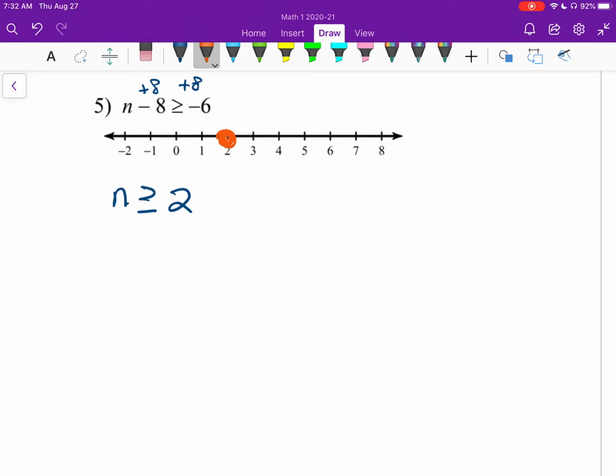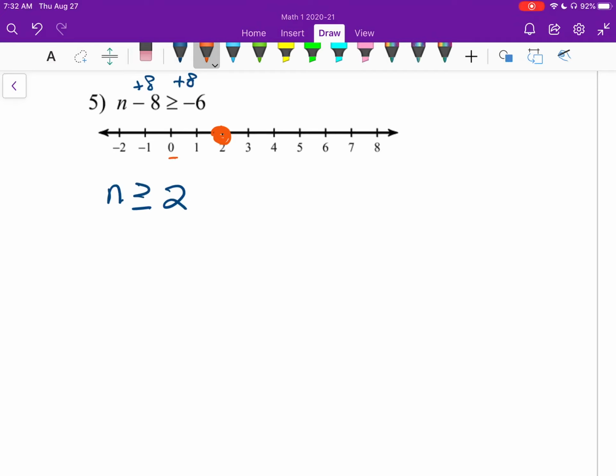So let's plug something in and just see how it works. We'll plug in our 0. So we're going to have 0 is greater than or equal to 2. And we want to say, is that true? Is 0 bigger than 2? And the answer is no. So we have to shade away from the 0.